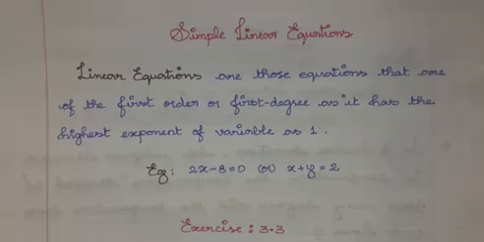An equation is an algebraic expression equated either to a constant or to any other algebraic expression. Now we'll learn what a linear equation is. Linear equations are those equations that are of the first order or first degree, as the highest exponent of the variable is 1. When I read this definition, I know you won't get the exact meaning, so I want to give an example for you.